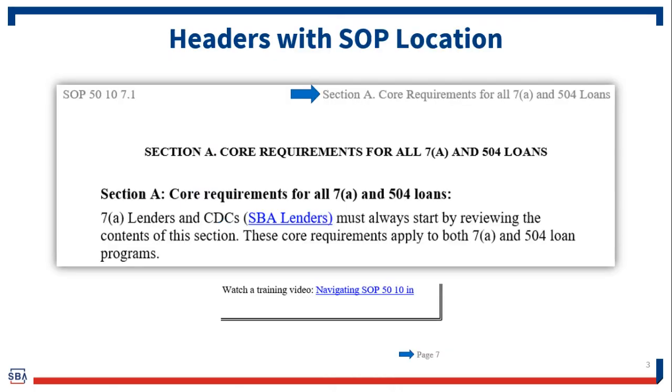A feature added in the publication of SOP 5010-6 was that headers were placed at the top right of each page. This was the single most requested feature and remains a popular feature in SOP 5010-7.1. It makes following citations easier. No need to scroll back pages to find out where you're at in the SOP. Page numbers were also added at the bottom right of each page.